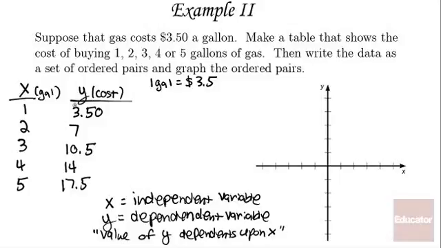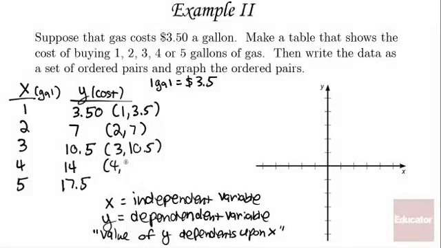Okay. So I was first asked to make a table that shows the cost of buying 1 through 5 gallons of gas, and I did that. Then I'm supposed to write the data as a set of ordered pairs. And I'm going to do that by writing my X value followed by my corresponding Y value. Okay, and now I need to graph the ordered pairs.